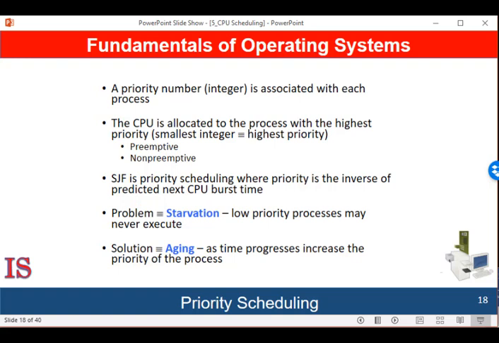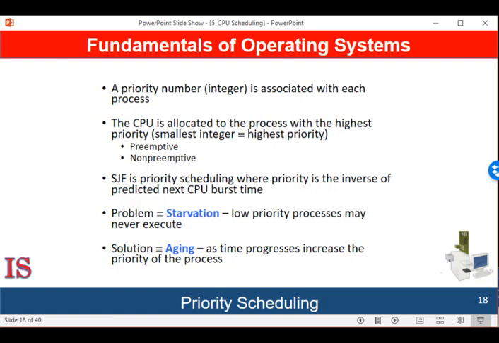Priority scheduling can be either preemptive or non-preemptive. When a process arrives at the ready queue, its priority is compared with the priority of the currently running process. A preemptive priority scheduling algorithm will preempt the CPU if the priority of the newly arrived process is higher than the one that's running. A non-preemptive priority scheduling algorithm will simply put the new process at the head of the ready queue. A major problem with priority scheduling algorithms is indefinite blocking or starvation.